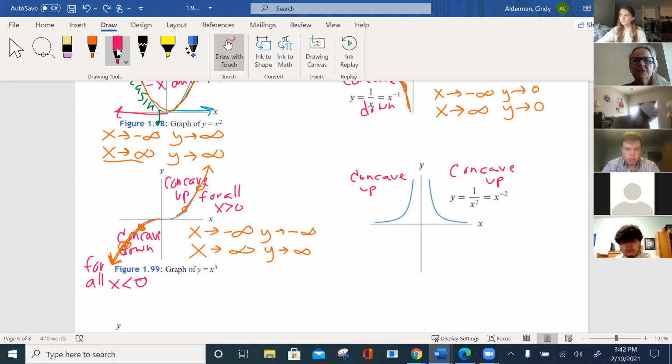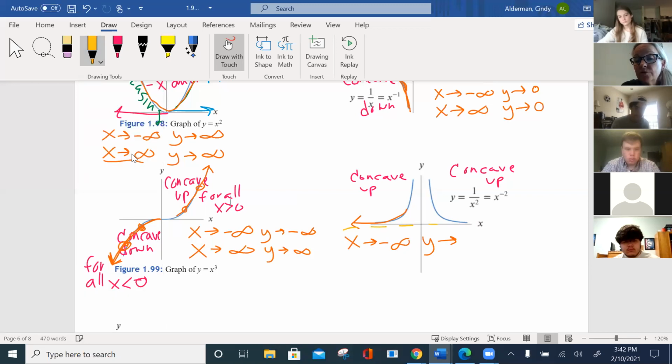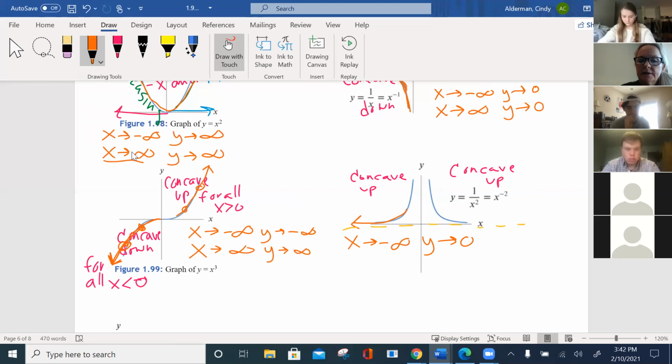Let's see. All right, so let's do end behavior for this. As x goes to negative infinity, so that's this, what does y go to? Infinity? 0. Yes, very good, excellent. Because this is a horizontal asymptote, right? So you would say that y goes to 0. And as x goes to positive infinity, that would be this side of the graph, y is also going to 0.